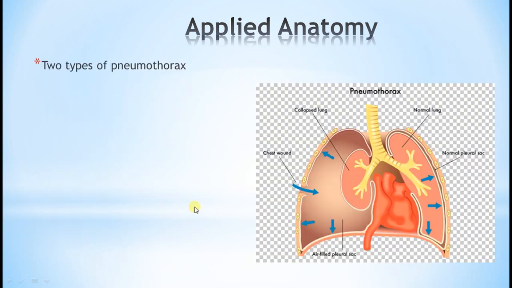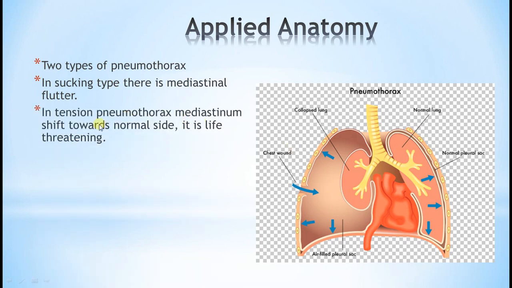Because of that, you see two types of pneumothorax. The first one is the sucking type. During inspiration, air is sucked in and enters the pleural cavity, and then during expiration. During inspiration, the mediastinum is shifted to the normal side. During expiration, the mediastinum is shifted to the abnormal side where the pneumothorax has occurred, and that is called the mediastinal flutter. Mediastinum is shifted towards the normal side.